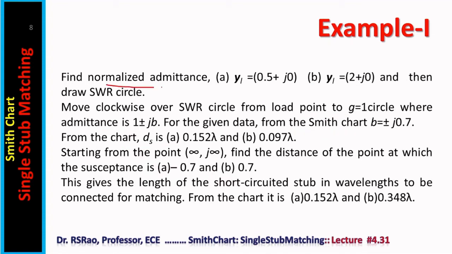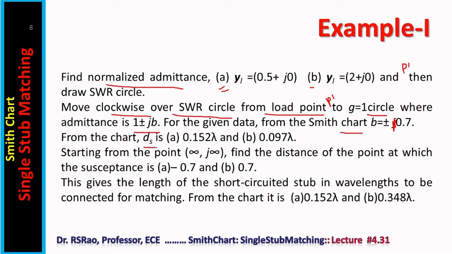Find the normalized admittance. In case of A, the normalized admittance is 0.5 + j0. In case of B, it is 2 + j0. Locate this admittance. Now we have point P prime. Through P prime, draw the SWR circle. Move clockwise over the SWR circle from the load point, here P prime, to the G equal to 1 circle, where the admittance is 1 + jB. For the given data, from the Smith chart, B is equal to plus or minus 0.7.